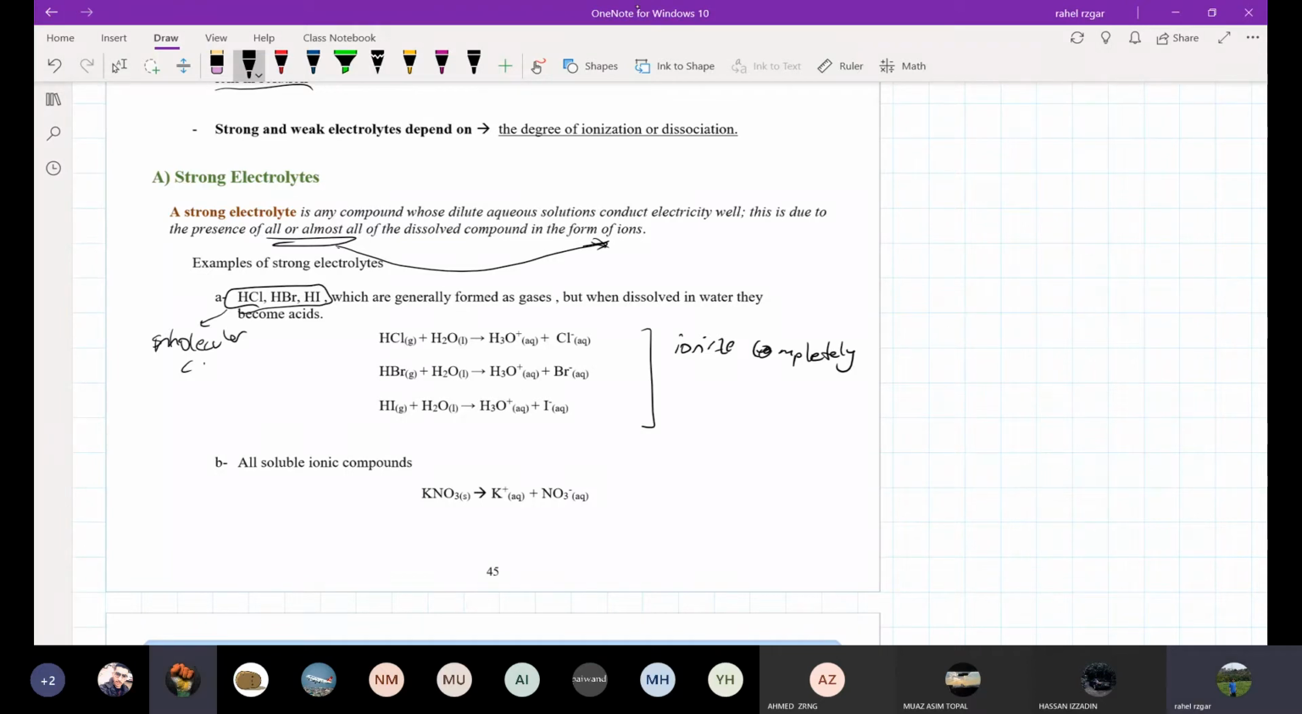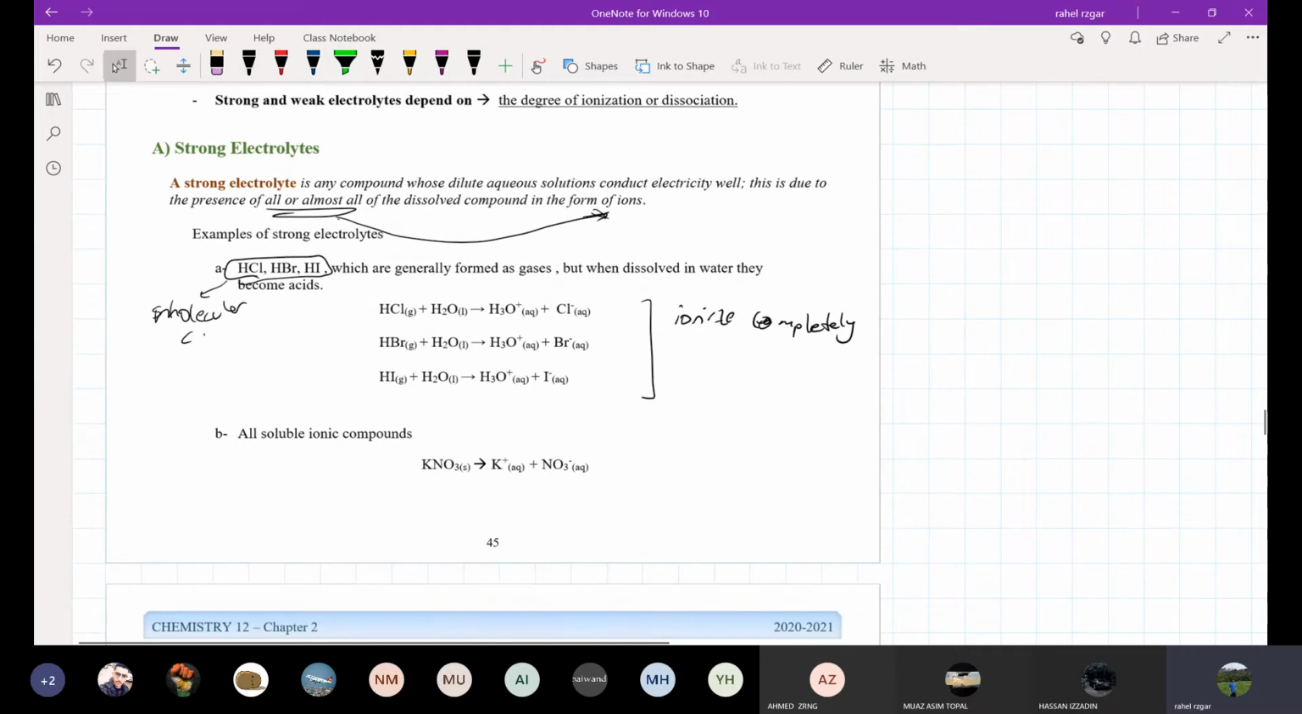Normally these 3, HCl, HBr, HI, are generally gases. They are formed as gases at first, so they are not ions, they are not solutions. But then when we put them in water and make them dissolve, they can ionize and become H3O+ and Cl-. And they ionize completely. What does that mean? It means that all of the HCl, the presence of all of the dissolved compound, is in the form of ions. They all become ions.